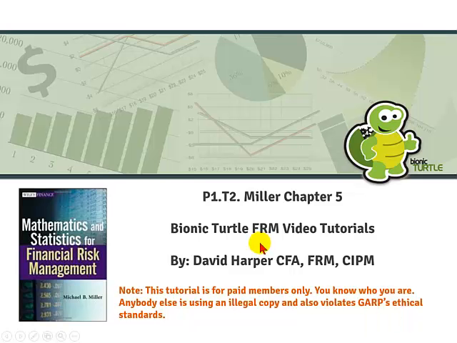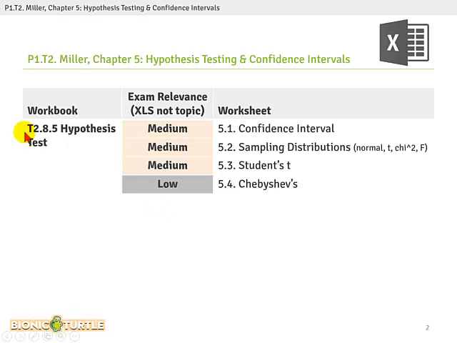Hi, this is David. Welcome to Part 1, Topic 2, Miller's Chapter 5, which concerns hypothesis testing. As usual, there's a workbook associated. It's labeled T2.8.5, so that's Reading 8 in Topic 2, and the Dot 5 indicates Chapter 5 for Miller.